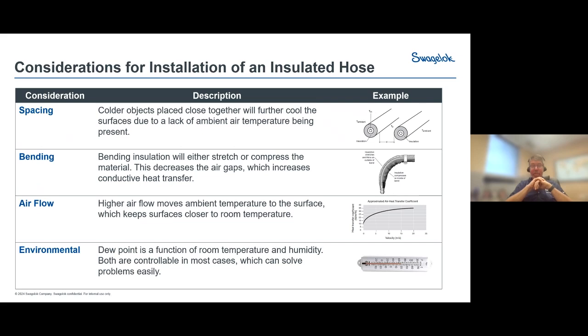And then lastly here is just what is the environment within the room. Many times a properly selected hose can fail just because it's in a rough environment, and controlling those environmental parameters, again, the dew point, which is a function of room temperature and humidity, can make a hose work that potentially would fail under different environmental conditions.